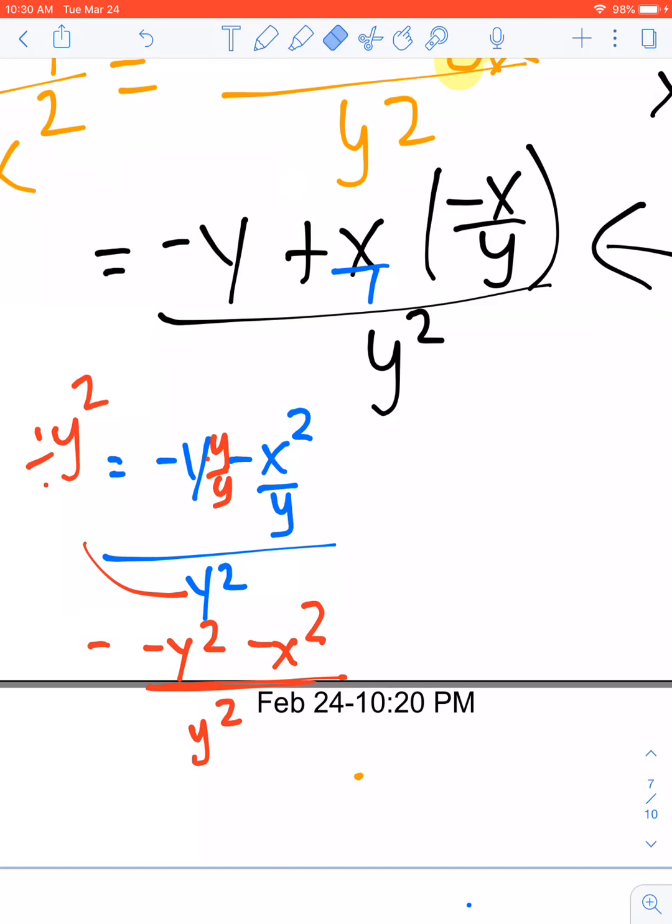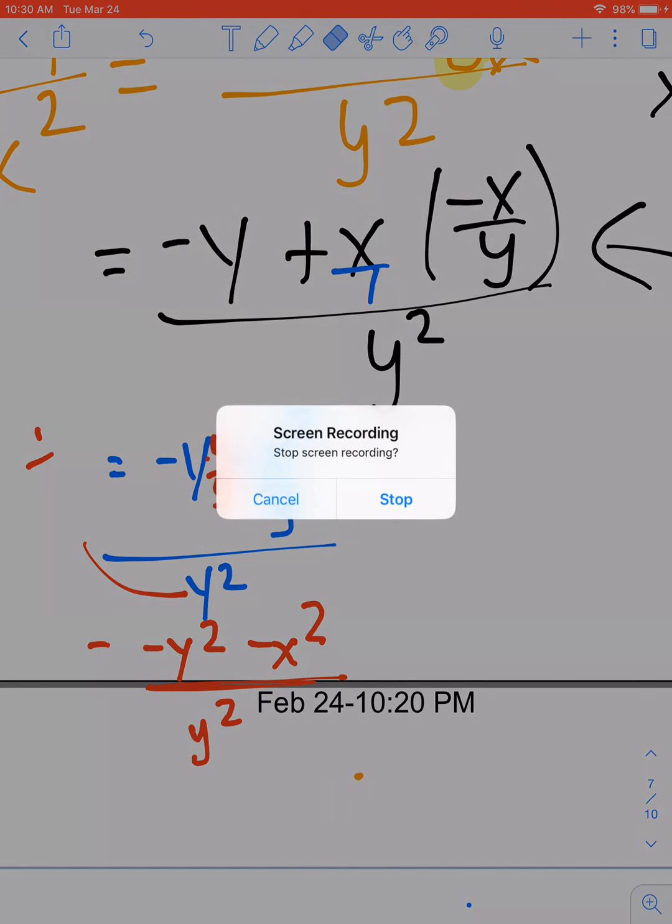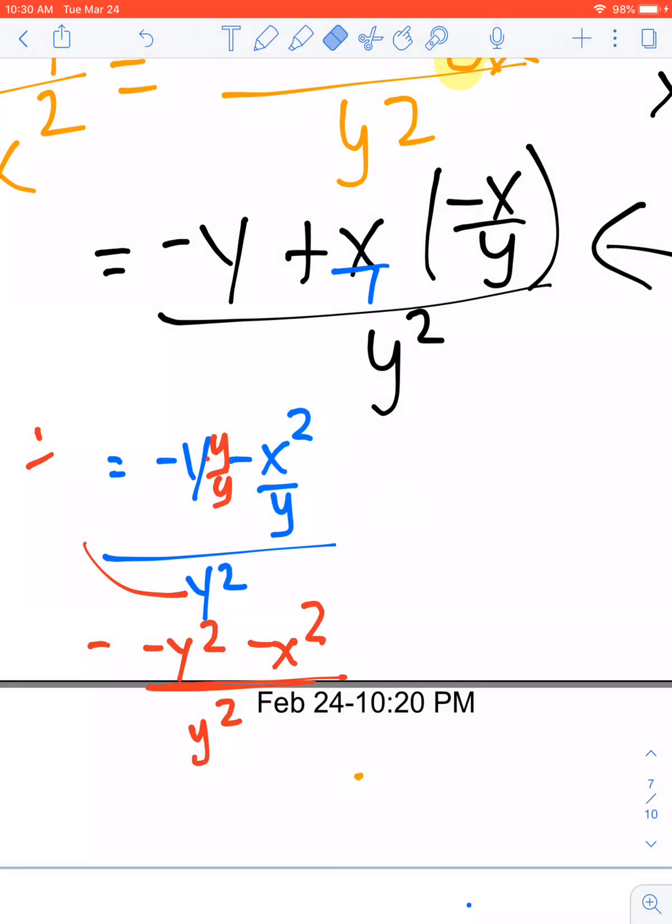Math therapy, undo, undo, undo. Gosh, I love cancel. I love the undo button. Okay, math therapy, here we go. This should have, oh no. All right, this should have just been a y.